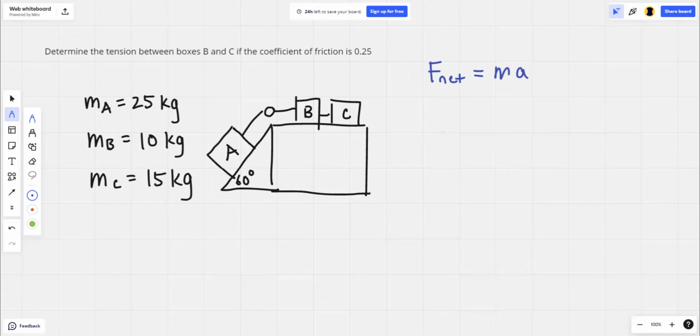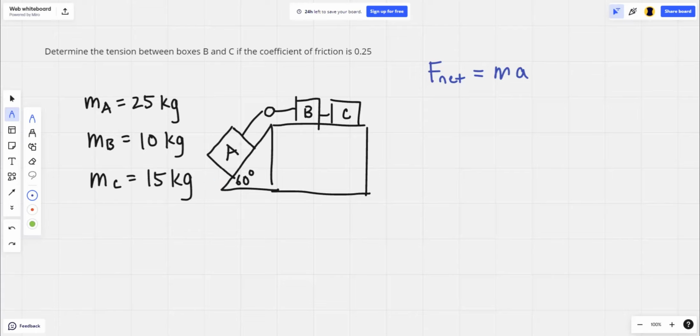So first of all, you don't really know whether this system is moving or not, but usually in these types of problems, it's going to be moving. So in this case, it's obviously not going to move in this direction because there's no force going there, and it might move in this direction since there's a gravity that's pulling on A.